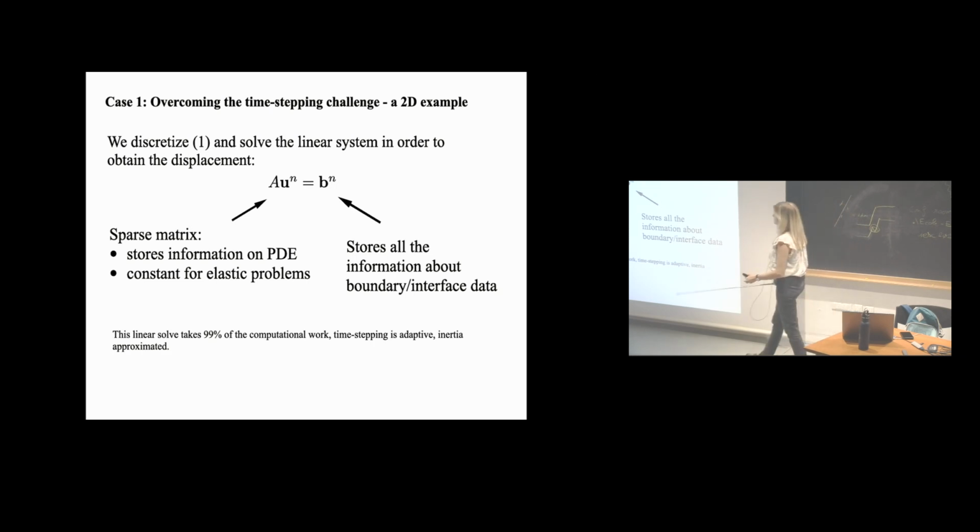Once you discretize it, you end up getting this large linear system that you have to solve at every time step n. This is some large matrix A. It's a sparse matrix. It stores all the information on the PDE. B stores all the boundary conditions, and then U is your unknown displacement everywhere in the domain. So it's Ax = b.